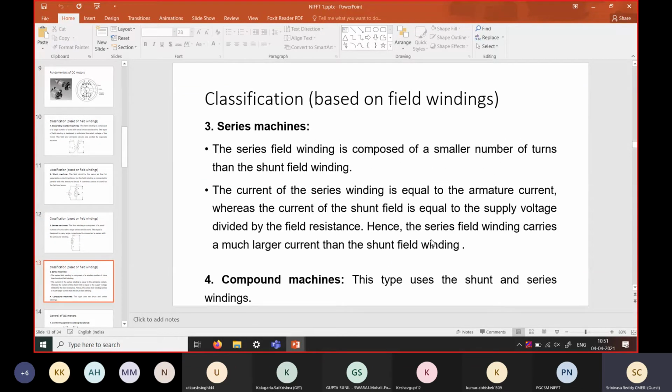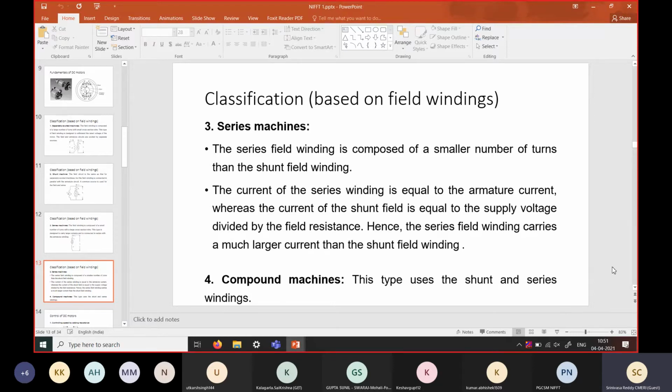The series field winding is composed of a smaller number of turns than the shunt field winding. Due to this, they can carry an equal amount of current. The current in the shunt field is equal to the supply voltage divided by the field resistance. Hence, the series field winding carries a much larger current than the shunt winding.